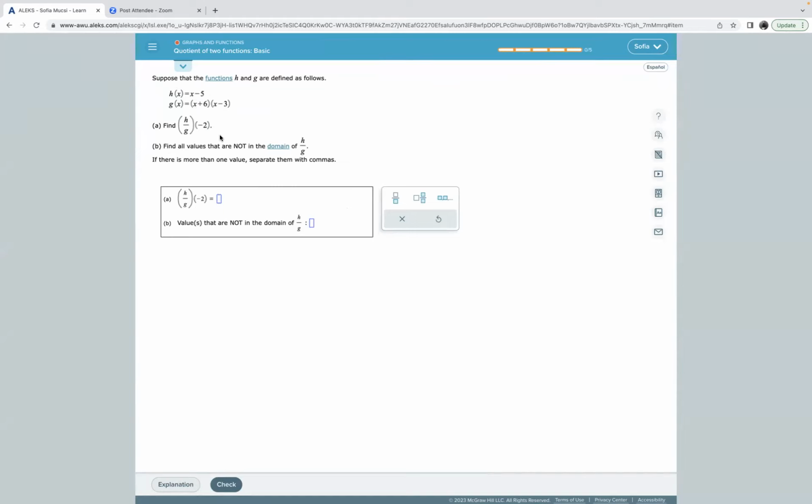You have to actually evaluate it. I would evaluate it before you simplify: put the number in the top, then put the number in the bottom. Okay, so I have it as -2 minus -5 on top, and then -2 plus 6 in parentheses, and -2 minus 3 in parentheses on the bottom.